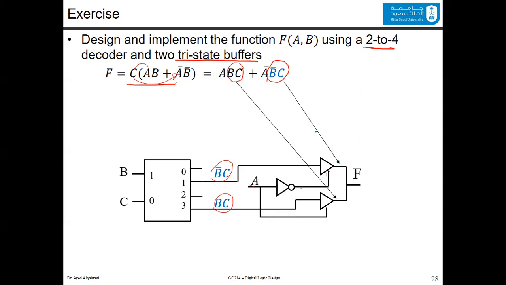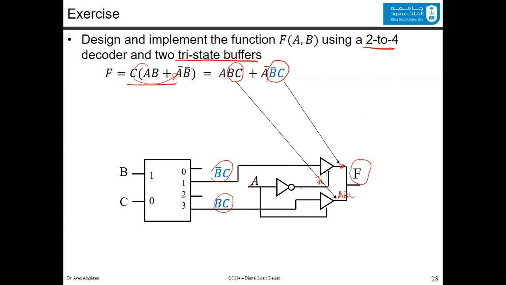If you want to generate A bar, B bar, C right here, then you will take B bar C and you will have A bar right here after the inverter. If you want this one, ABC, then you have BC, and after that, after the inverter, it will be ABC, since you have the A going to this tri-state buffer, and this way you generate the function.